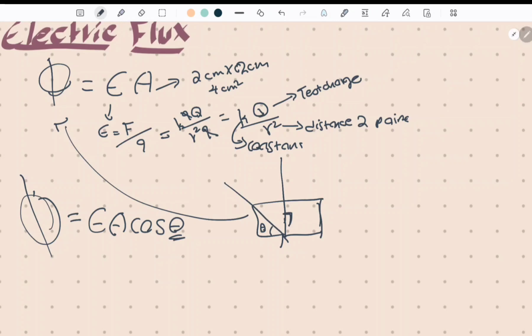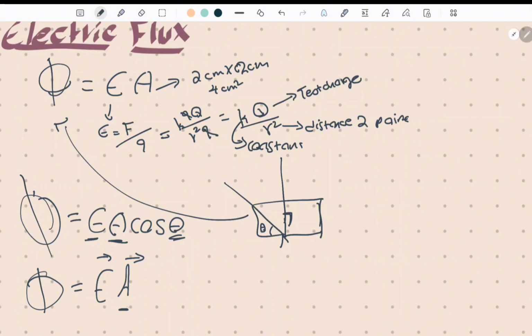But what if we're given the electric field and the area in vector form? In this case, we'll just use the dot product, E dot A. We will be seeing this in an example, but just try to remember that.